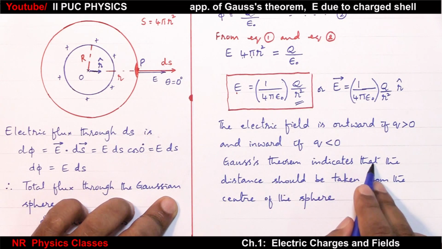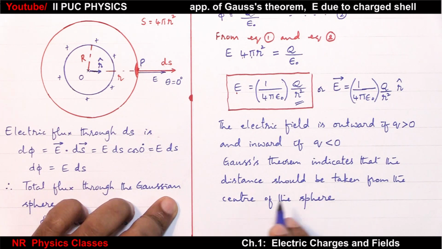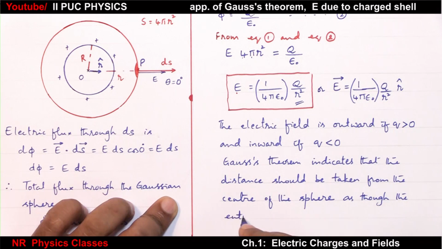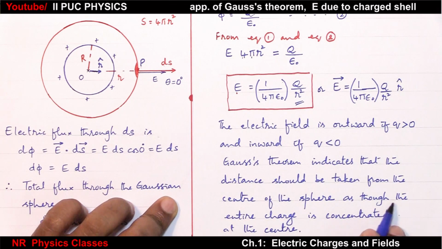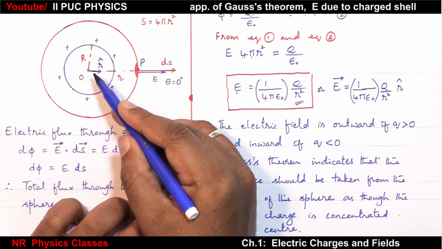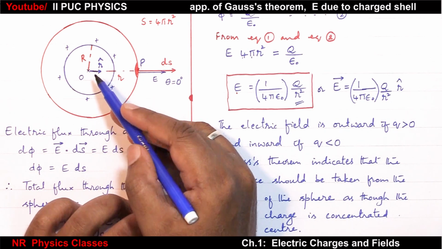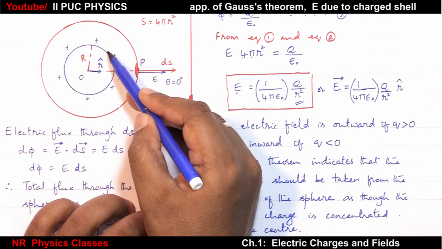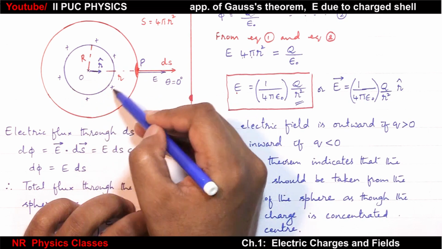Gauss theorem indicates that the distance should be taken from the center of the sphere as though the entire charge is concentrated at the center. So you can call it center of charge. So point O is the center of charge. In 11th standard, that is first PUC, we have read about center of mass, where mass is assumed to be concentrated. Just like that, this is center of charge.